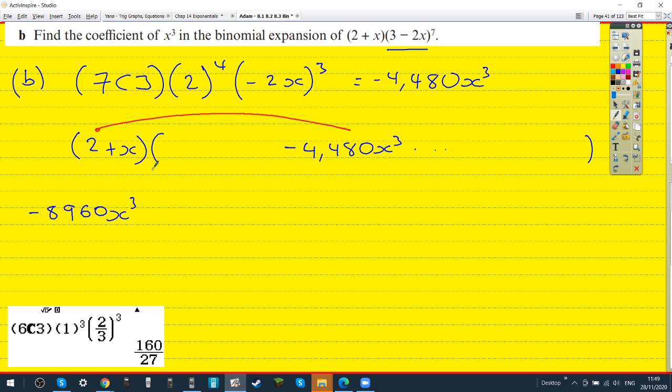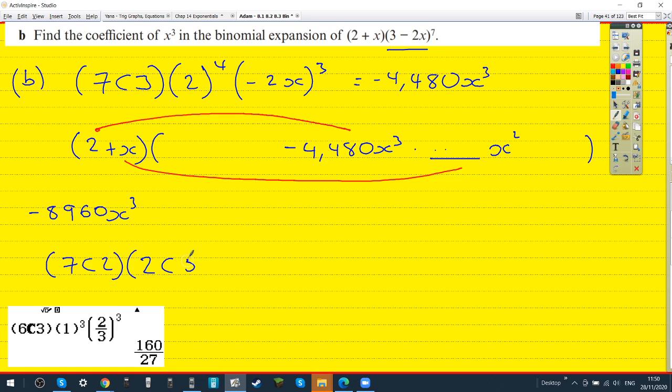So x times what gives us x cubed? X squared. So we have to find what the x squared would be in this expansion, so that when you multiply by x, you would get x cubed. In the same way that we just found x cubed, you'd have to find x squared. Oh, so do 7 choose 2? Yeah. And then 2 to the power of 5, sorry. And then minus 2x to the power of 2. Yep. And put that into the calculator. 2,688.